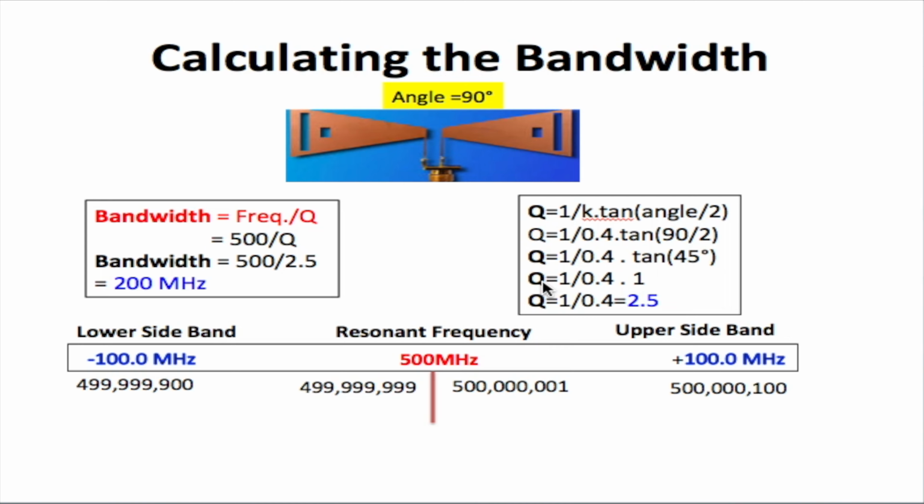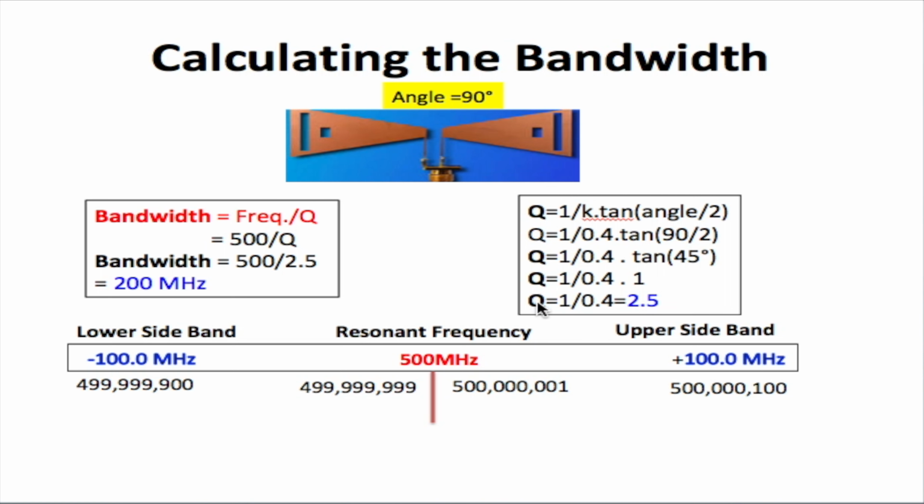So in the next line, I have Q is equal to 1 over 0.4 times 1. Now the tan of 45 degrees is 1. I just type 45 degrees into a scientific calculator and hit the tan button, and you would get 1. So in the next line, I have Q is equal to 1 over 0.4, which is equal to 2.5.